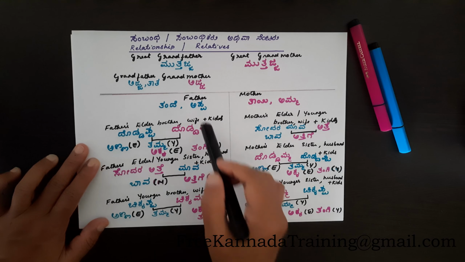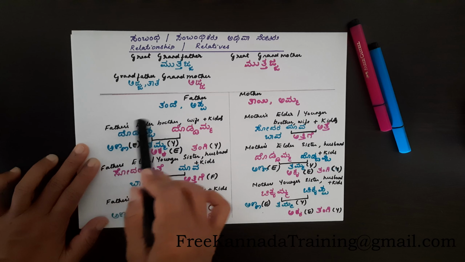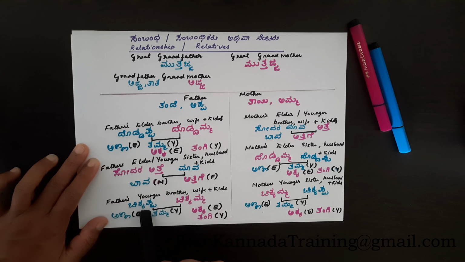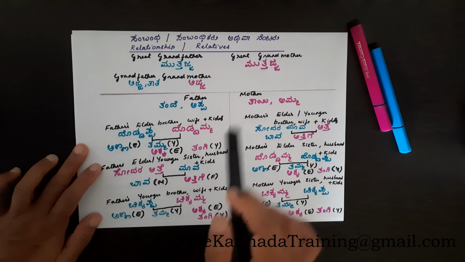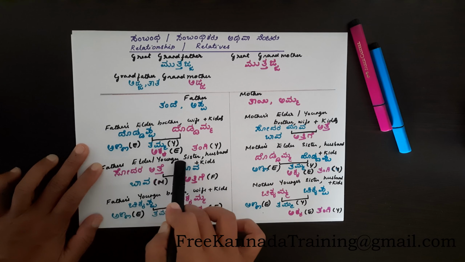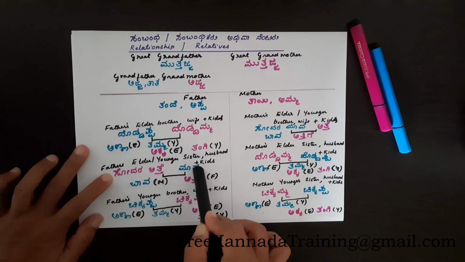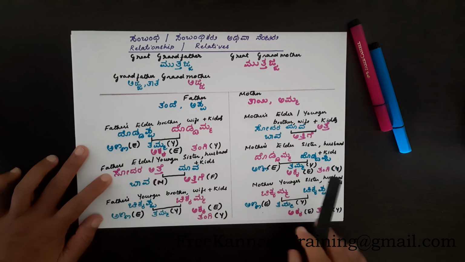So father's elder brother and younger brother's kids will be your brothers and sisters, Anna, Tamma, Akka, Tangi. The only change is that father's elder brother will be Doddappa, father's younger brother will be Chikkappa. Same applies to their spouses, Doddamma and Chikkamma. Father's sisters will be Sodara atte and their spouse will be Maava, and their kids will be Bava and Attige.